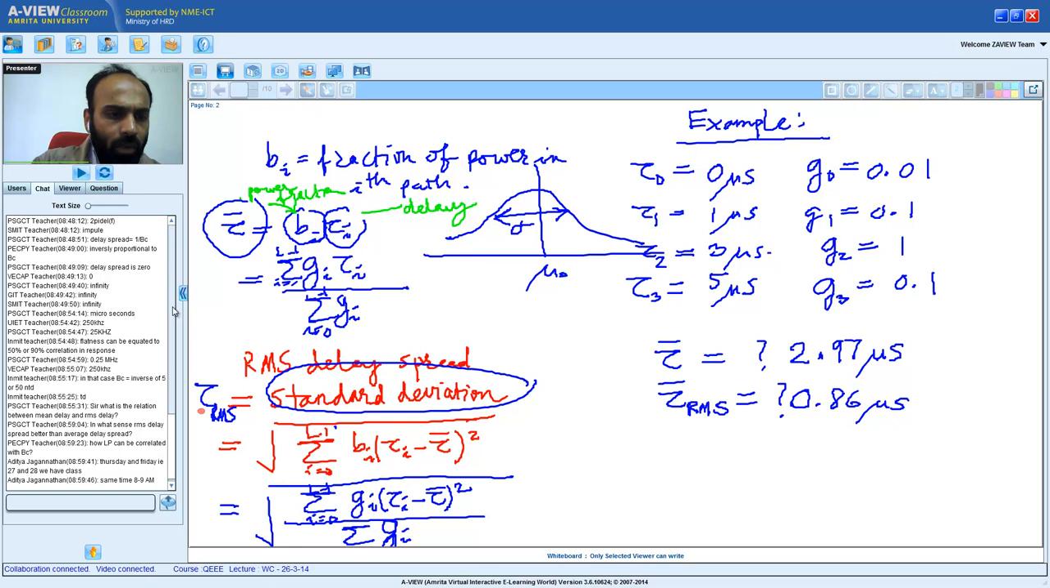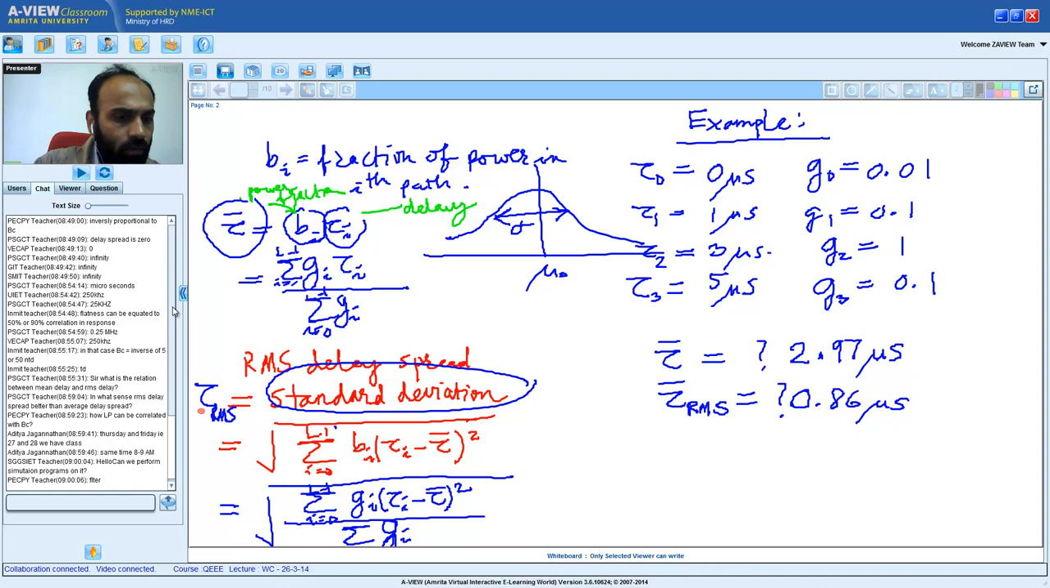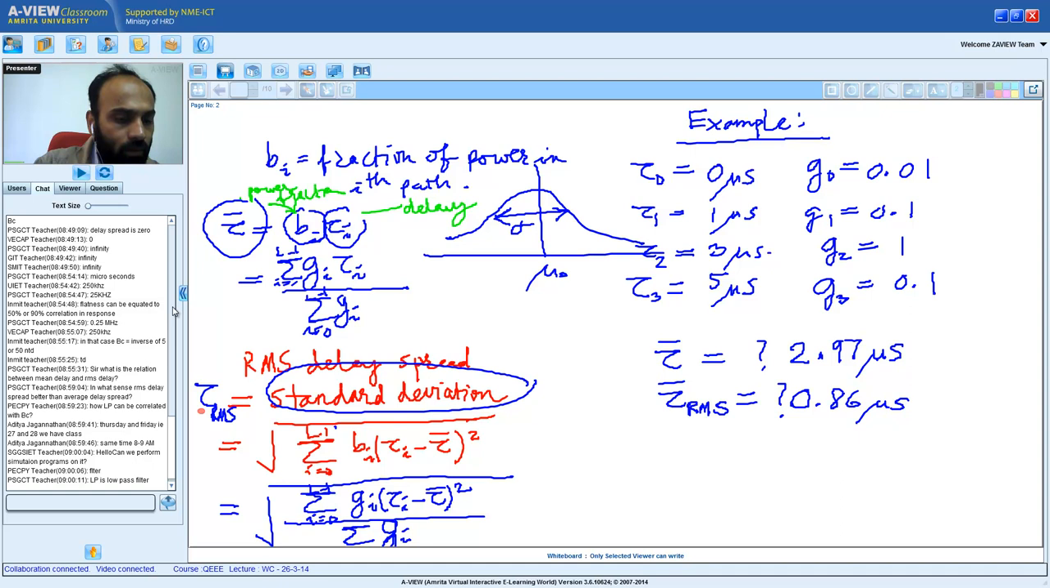There is one question, how LP can be correlated with BC? I'm not sure, what is this LP? Can you please clarify what is LP? Acha, LP is low pass filter. Correlation between low pass filter and coherence bandwidth. The question is confusing. I think what you want to ask is, what is the relation between filter bandwidth and coherence bandwidth? Is that what you're trying to ask?